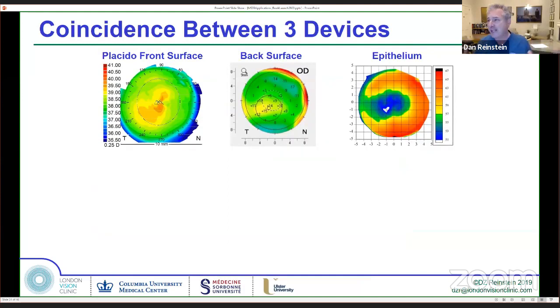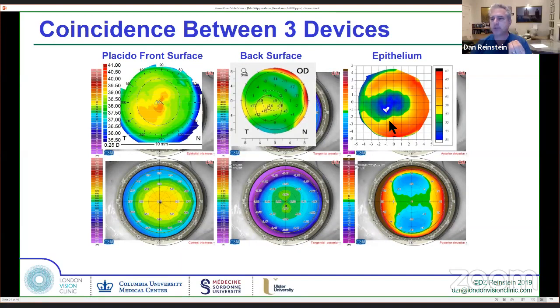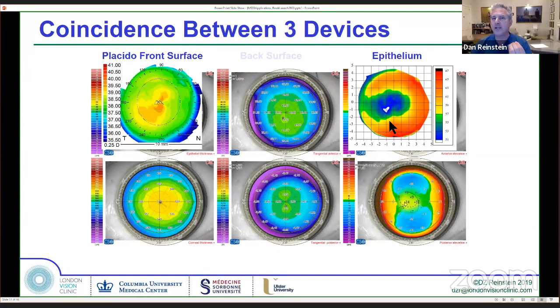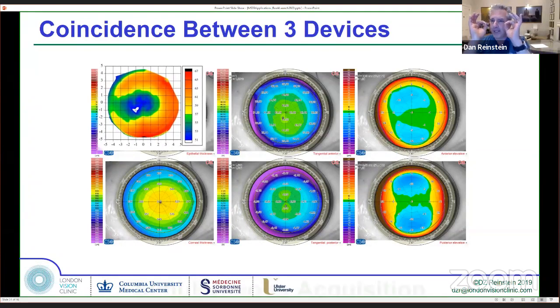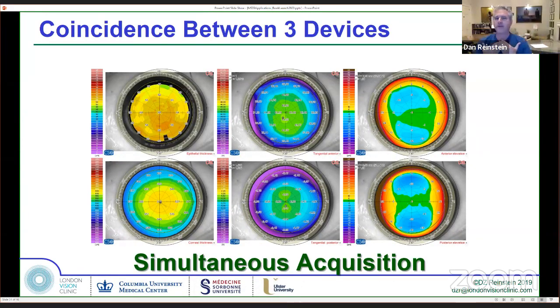Now, the beautiful thing, and I've said this already, I'm going to say it again, is that I had to get a front surface and then I had to get a back surface on another device. And then I had to get an epithelial map on ultrasound. And then I had to look at them all together and say, okay, what's this? Now, all of these maps are automatically acquired simultaneously with exact registration between all of the surfaces. And I can put my cursor exactly where I want, and I can see the same position in all the other surfaces, and I can make a decision like that about whether a cornea is normal or not.